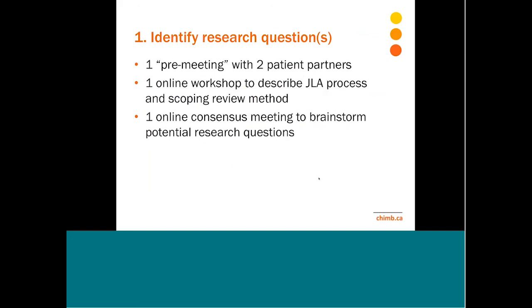So in the first stage of the scoping review, which is identifying the research question, I held a pre-meeting with two patient partners from the collaborative partnership, where we discussed what would be the best approach for them to engage in this process. So we agreed upon hosting first an online workshop to describe the process of the Jeyaraman Alliance as well as the scoping review method. And secondly, an online consensus meeting to brainstorm potential research questions.